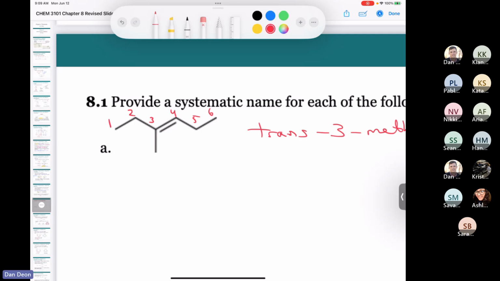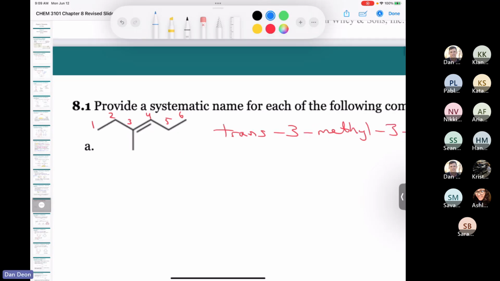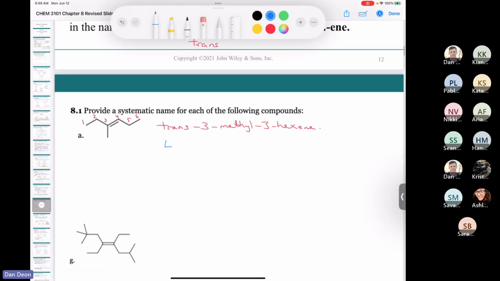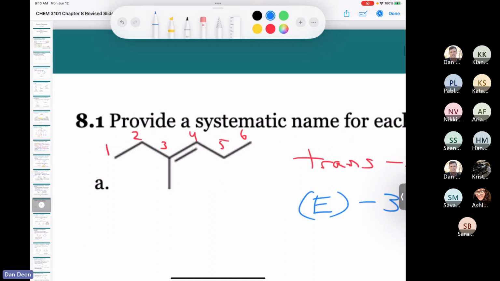Yes, exactly. It's an E compound. And so you could also call this compound E 3-methyl 3-hexene. Yes, there you go. All right, why is it E? Because you have this group, which is the major group on this carbon, and then you have this group, which is the major group on this carbon, and they're opposite of each other. Okay, so it's an E compound.